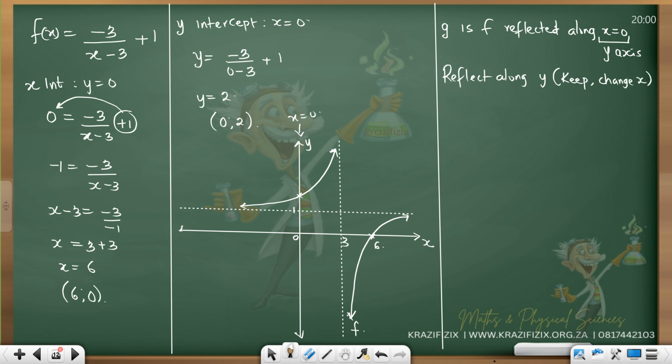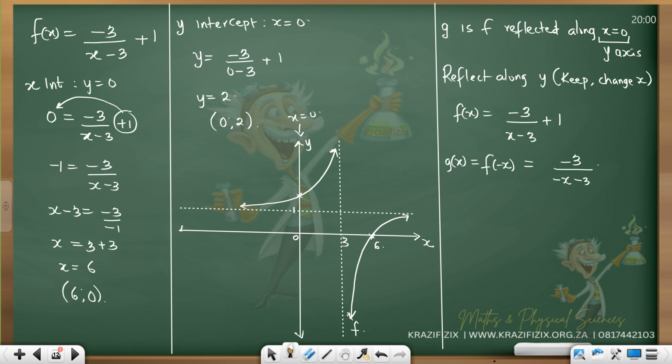So anywhere I see x, again, what is f of x? Negative 3 over x plus something. Keep y, and change x. Beautiful. That's what it means. We change the sign of x, and this would be negative 3 over, instead of x.